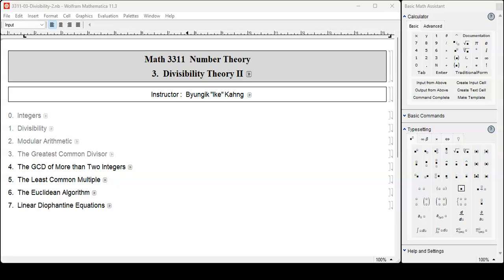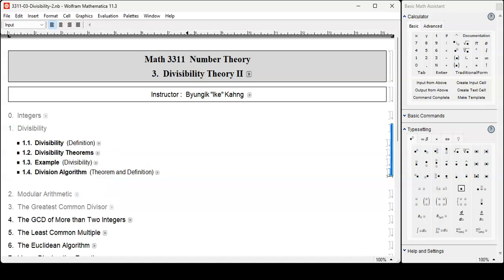Hello Math 3211 students, let's begin Lesson 3, Divisibility Theory 2. This is a continuation from the previous week. In the previous week, in Lesson 2, we went through two humongously important theorems. Remember those? Number 1, the division algorithm.